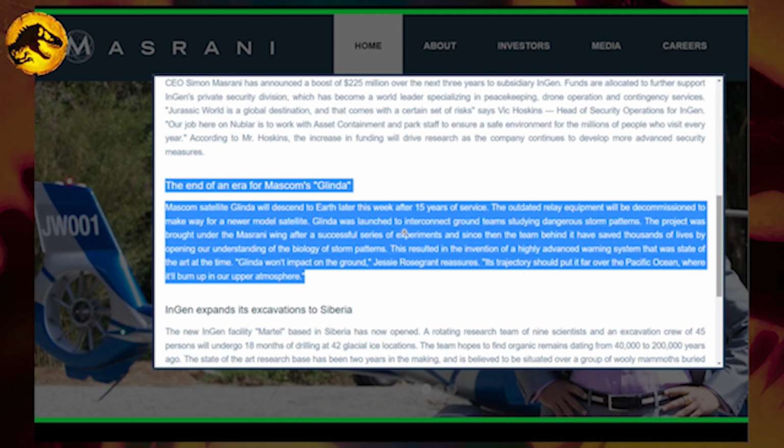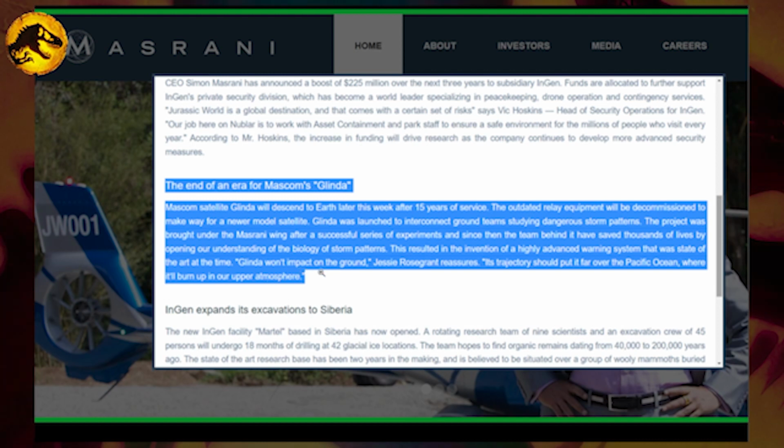Glinda was launched to interconnect ground teams studying dangerous storm patterns, like tornadoes. The project was brought under the Masrani wing after a successful series of experiments, and since then, the team behind it have saved thousands of lives by opening our understanding of the biology of storm patterns. This resulted in the invention of a highly advanced warning system that was state-of-the-art at the time."